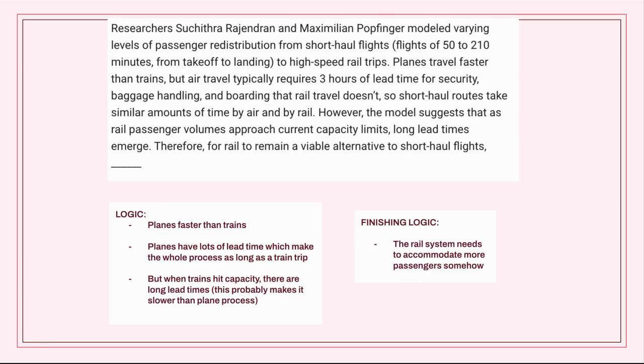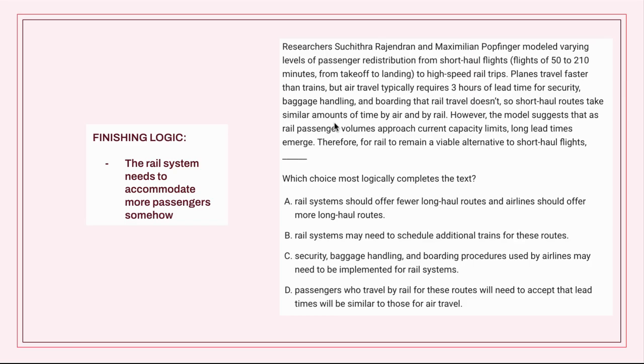This is going to make the process not as slow, and people are going to want to choose the rail system. So it's a little confusing in the beginning, but if you just think about it, we're just figuring out how to accommodate more people so that the train is a better alternative. Okay, so none of these answer choices, you'll notice, is exactly this logic, but just think about which best matches up with our guess.